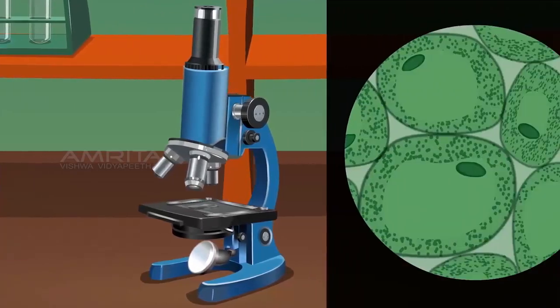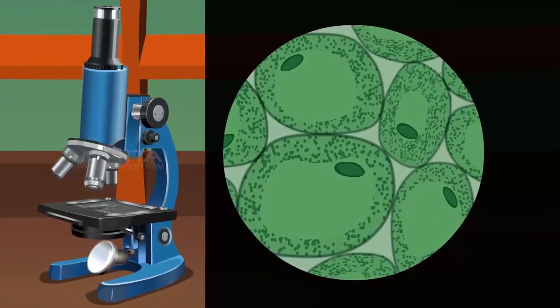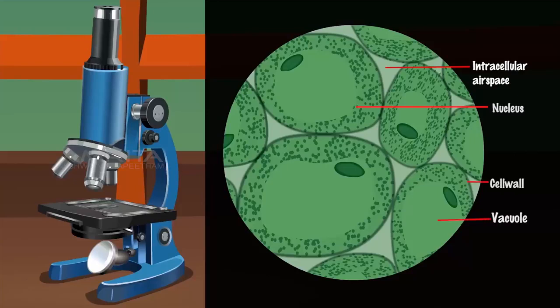Observations: all cells are isodiametric in shape, which means the cells have the same length and width. The cells in the tissue are loosely packed with large intercellular spaces between each cell. The cells contain cytoplasm and a nucleus and are surrounded by a cell wall. Each cell has a vacuole in the center.